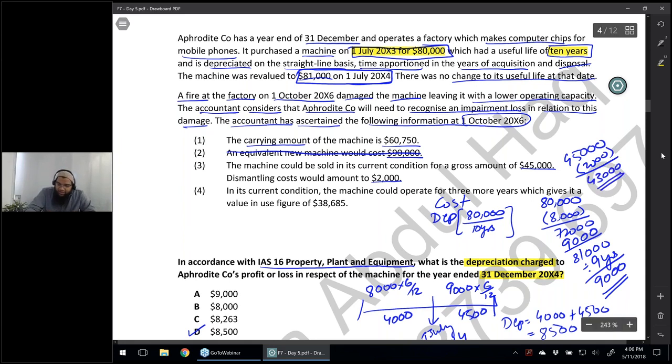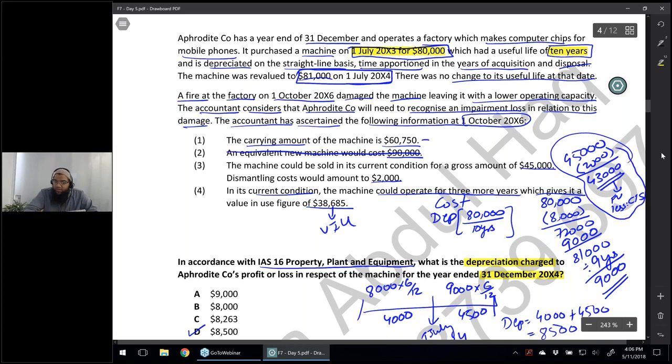In its current condition, the machine could operate for 3 more years, which gives it a value in use figure of 38,656. So this is the value in use, and 43,000 is the fair value less cost to sell. What is going to be the recoverable amount? The higher of value in use and fair value less cost to sell. So 43,000 being higher will become the recoverable amount.